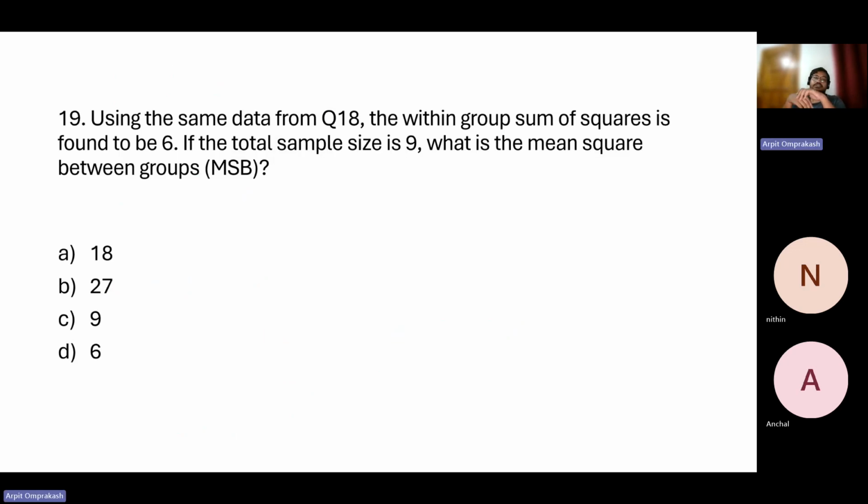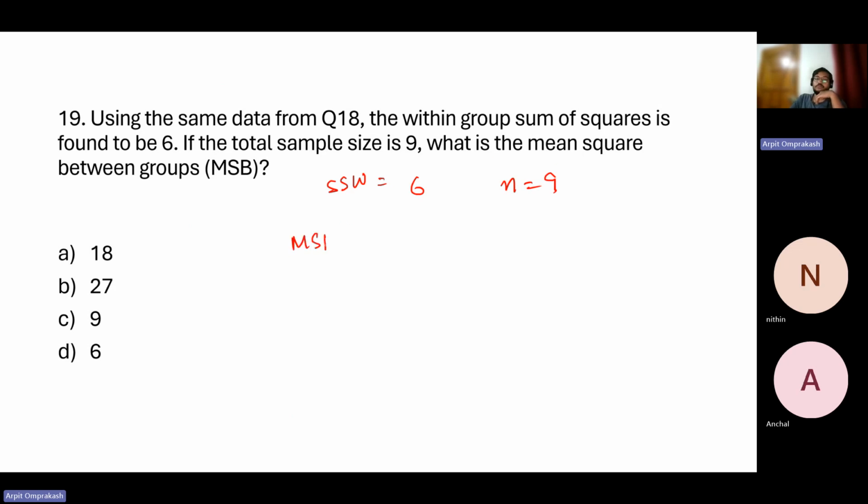Next question is, using the same data from question 18, the within group sum of squares is found to be 6. So the SSW is 6, and the total sample size n is equal to 9. What is the mean square between groups?